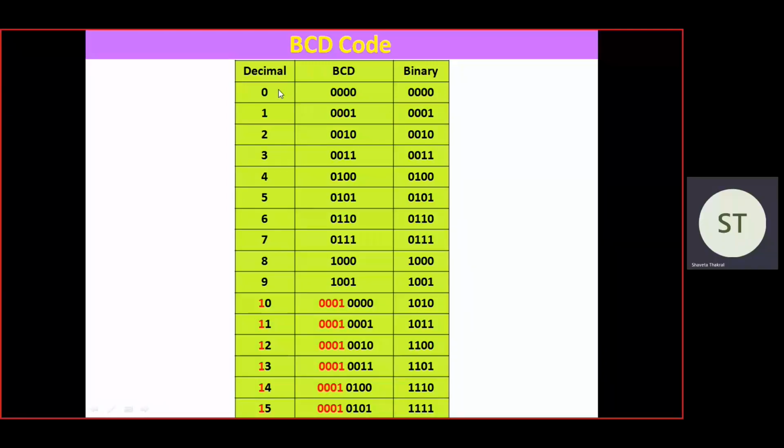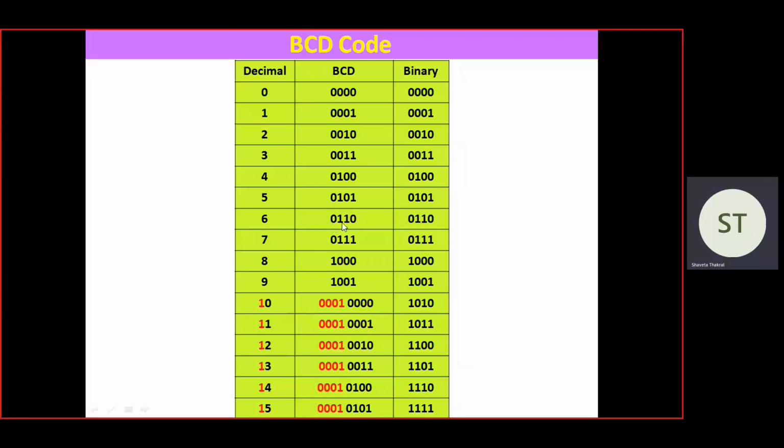So 0 is represented similar to the binary in the BCD. In terms of 4 bits, binary and BCD are the same, that is, they are represented by 4 zeros. The 1 representation is also the same in the BCD and binary, 0001, 0001, and 2 is 0010, 0010. Same is 3, 0011 and 0011. Then 4 will be 0100 and 0100. 5 is 0101 and 0101.